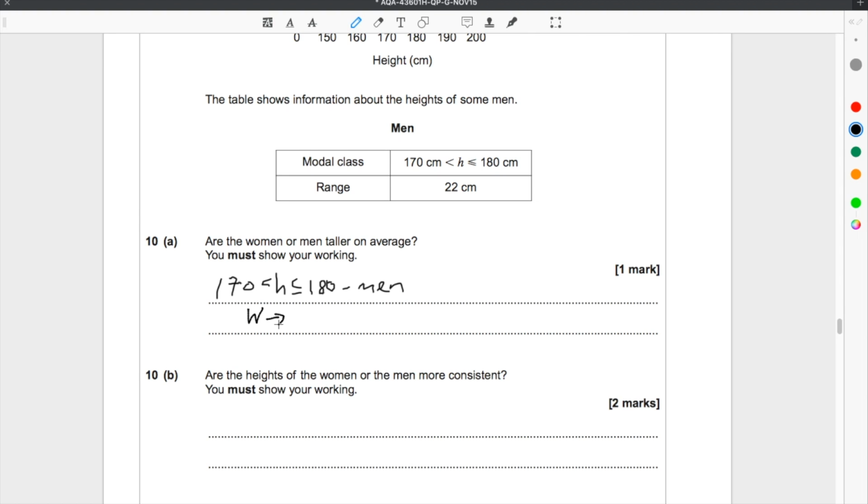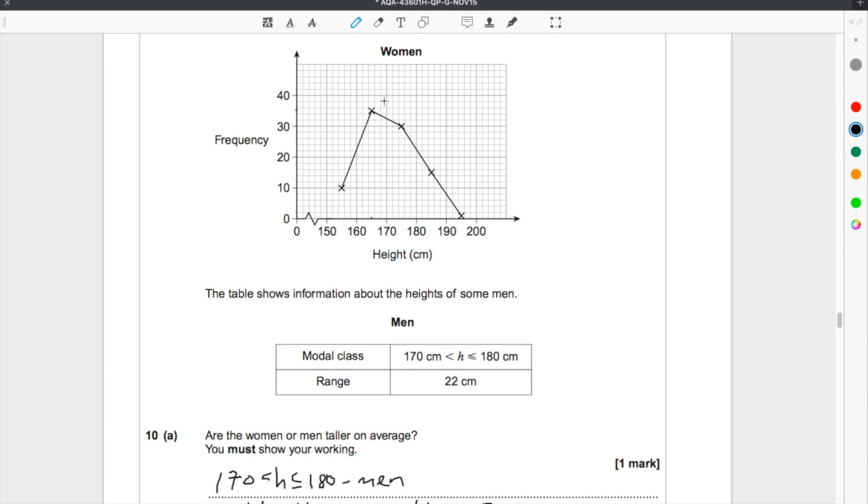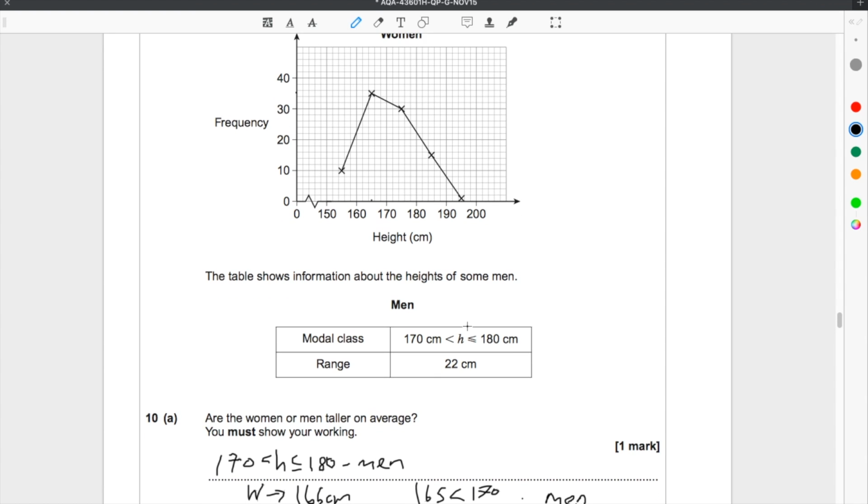So for women, 165. And 165, of course, is less than this range. It's less than the lower bound of this range. It's less than 170. So our answer is men. Okay? So all we've done is we've found out the mode from the graph, which is the highest point, and compared that with the modal class for the men, and clearly 165 is lower than the modal class for men, so men have a taller height on average.